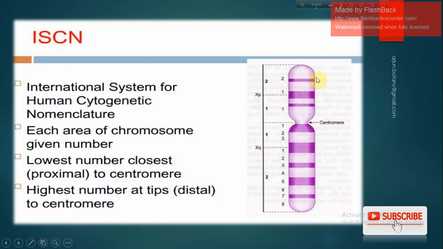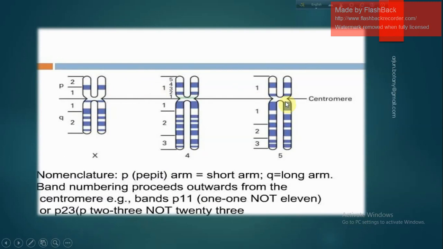And if we see, there are different types of bands formed in the chromosome, and they are classified on the basis of the short arm and long arm. So ISCN, the International System for Human Cytogenetic Nomenclature: each area of the chromosome is given a specific number, lowest number closest to the centromere. So this one is closest to the centromere. Highest number at the tips, that is distal to the centromere. So these are the different nomenclature or symbolic representations of chromosome banding. P for the petite arm, that is the short arm, Q for the long arm.